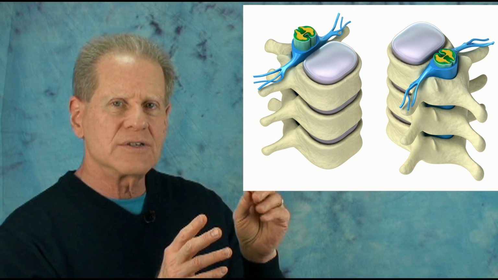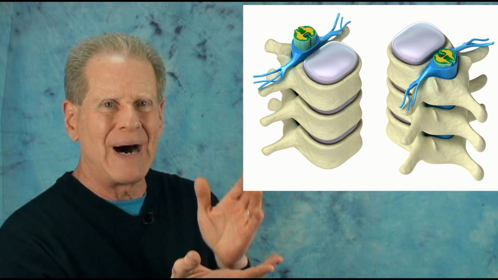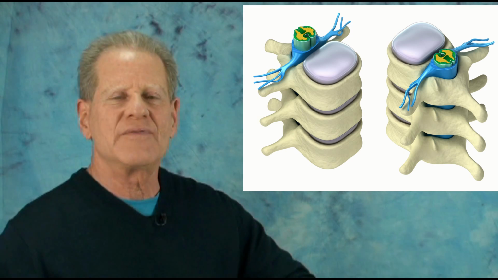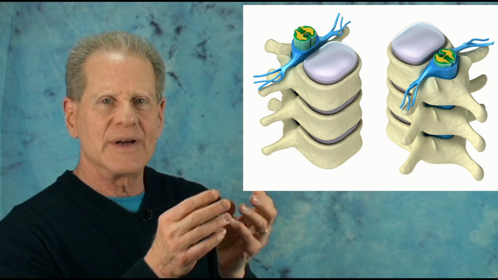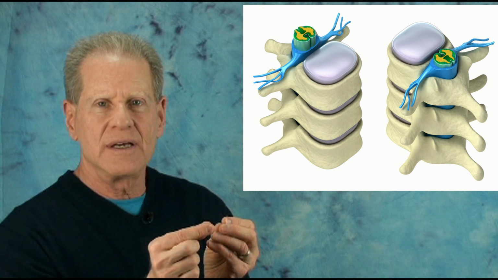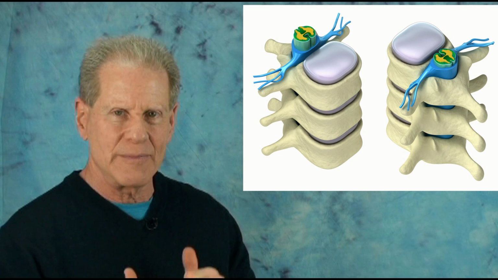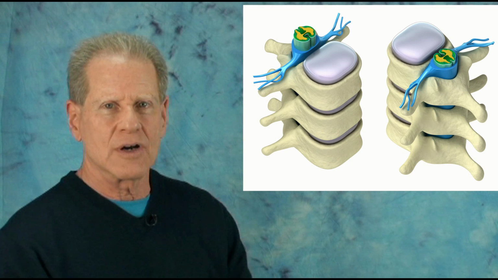I want to call your attention to the lavender material. That's the disc, and it's sitting on the body of the vertebrae. And the body of the vertebra is facing towards the front of us. In the picture on the right, there's these elongated bony processes. Those are called spinous processes, and those are sticking out towards the back of us, and you can feel them. If you reach behind you and poke, you'll feel these hard bony processes.